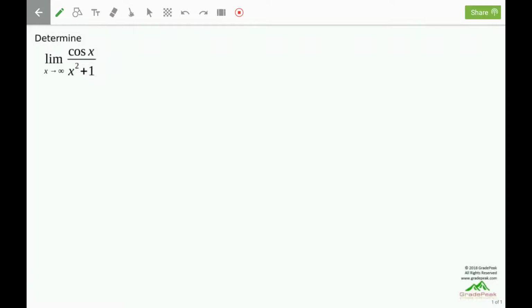Determine the limit as x approaches positive infinity of cosine of x divided by x squared plus 1. So the limit as x approaches positive infinity of cosine of x divided by x squared plus 1. The first thing to do is plug a positive infinity in for each of the x's. This will give the cosine of positive infinity divided by positive infinity squared, which is positive infinity, plus 1 is still positive infinity.